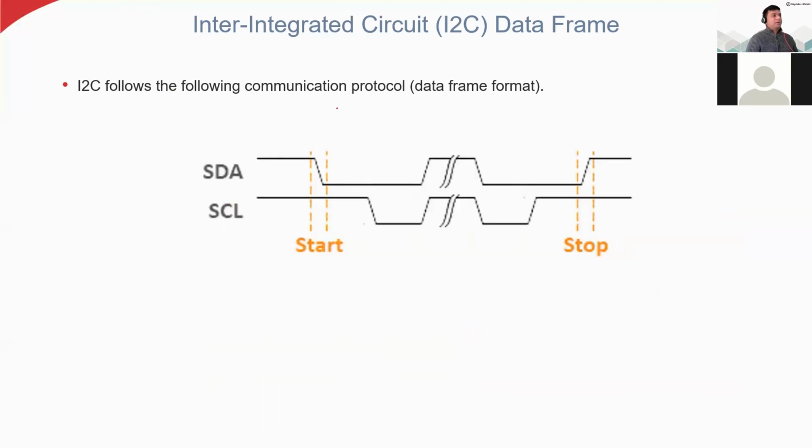I2C follows the following communication protocol. This is the SDA, the serial data line, and this is the serial clock line. You can decide whether you want to transfer the data on the rising edge, the falling edge, or both. You can define that in the microcontroller, in the CubeIDE interface.